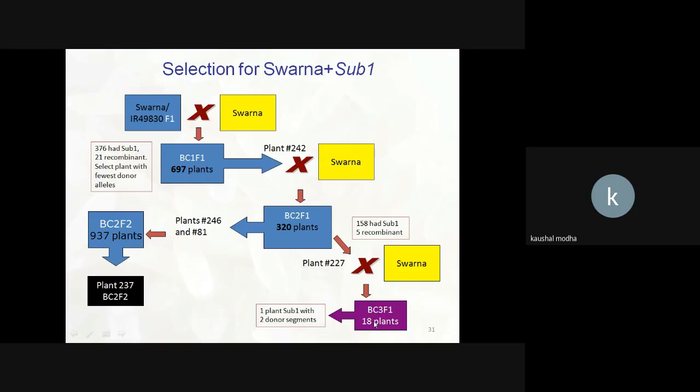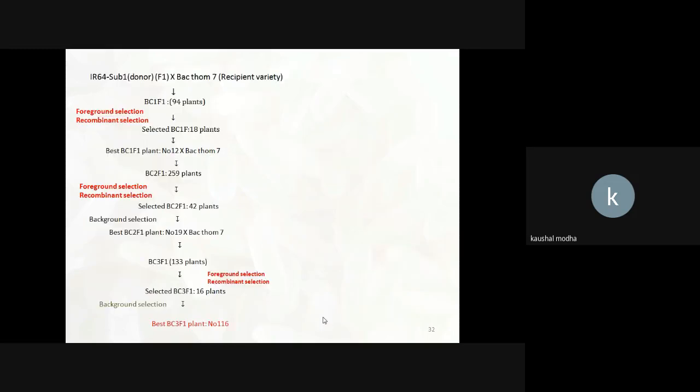They selected 18 plants having the sub1 gene and maximum recovery of the recurrent parent, and the flanking alleles were from Swarna. And then they selfed this plant to achieve it in homozygous condition. And that's how the sub1 gene was transferred to the Swarna variety by the marker-assisted backcross program.